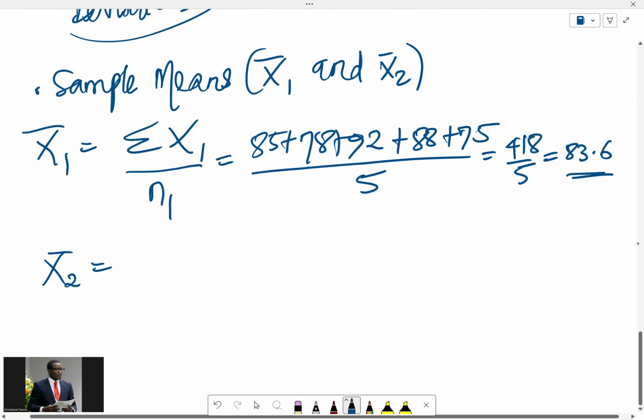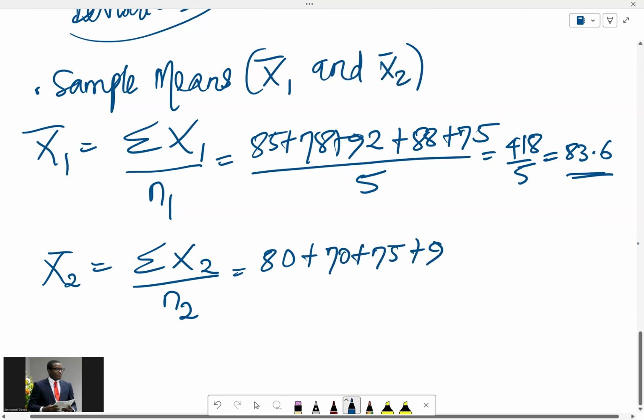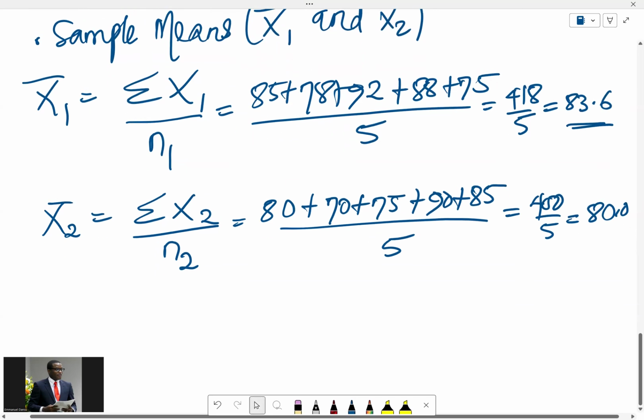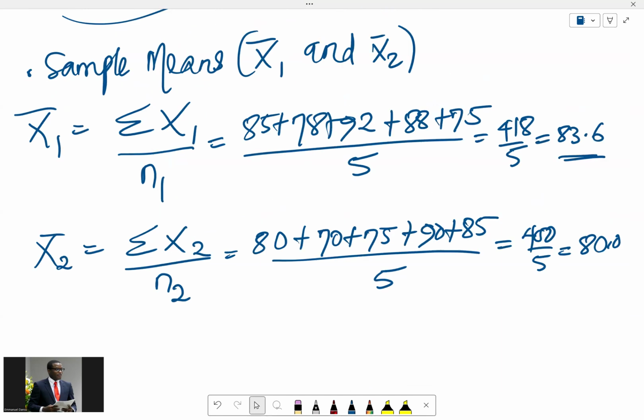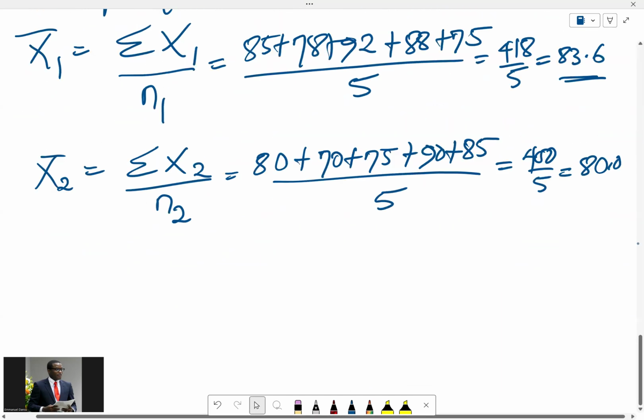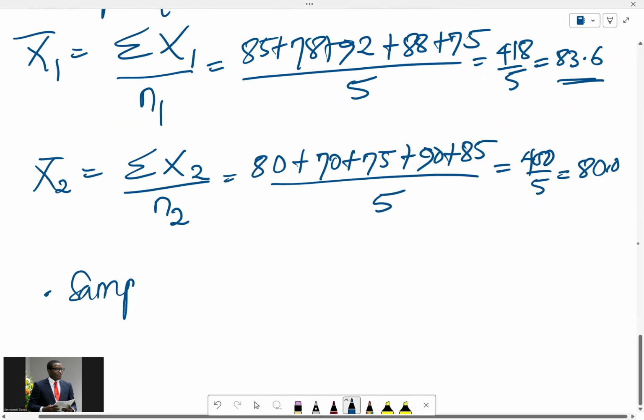x2 bar is summation of all x2 divided by n2. So again, that will be 80 plus 70 plus 75 plus 90 plus 85 divided by 5. And that is 400 divided by 5, which gives you 80.0 or just 80. So now we need S1 and S2. We need two standard deviations. Since we've done the sample means, let's talk about the sample standard deviations.